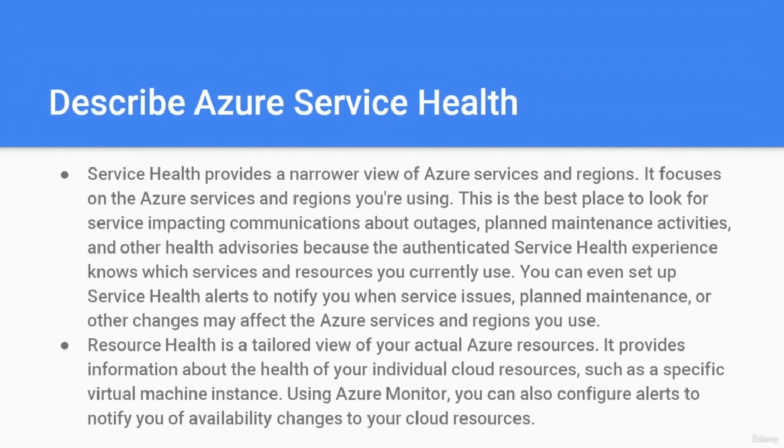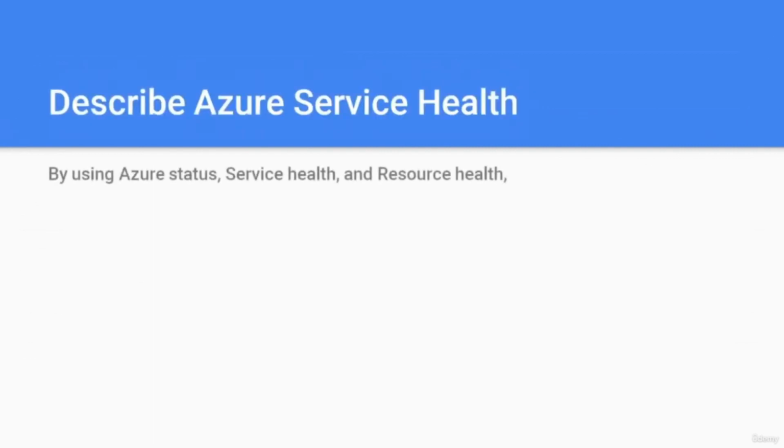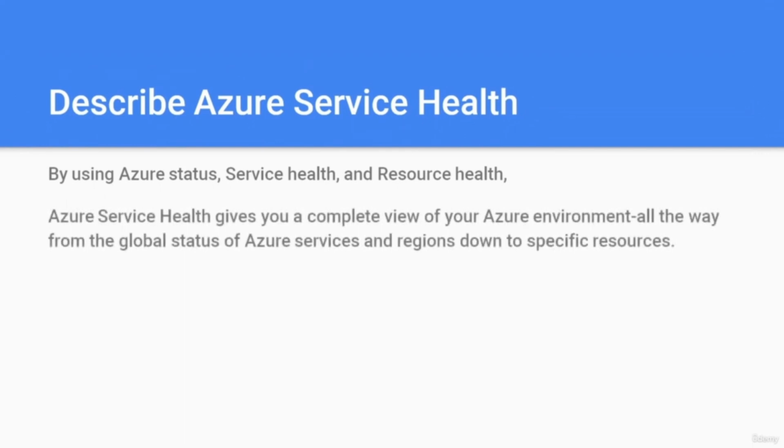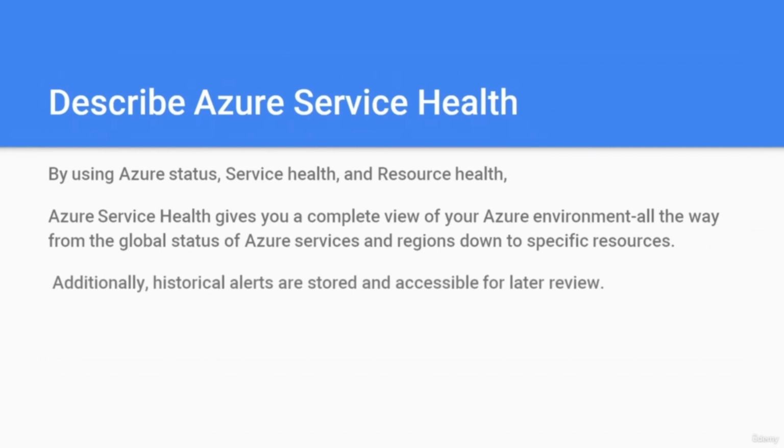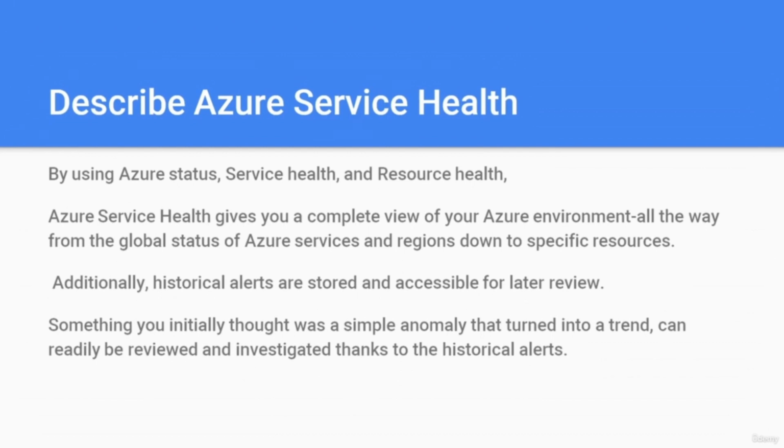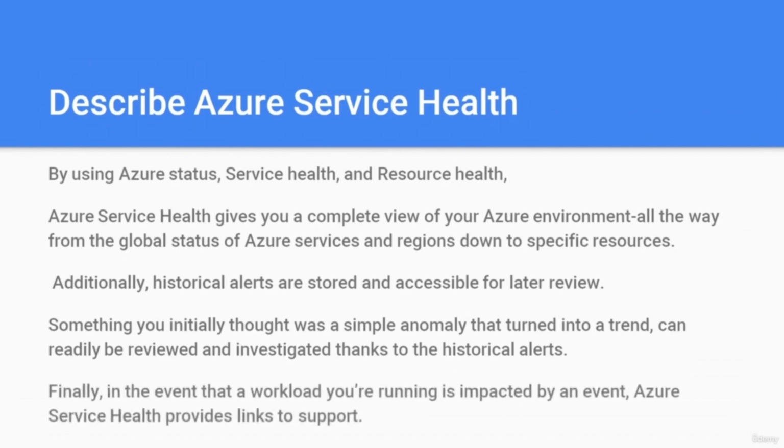And Resource Health is a tailored view of your actual Azure resources. It provides information about the health of your individual cloud resources, such as a specific virtual machine. Using Azure Monitor, you can also configure alerts to notify you of availability changes to your cloud resources. By using Azure Status, Service Health, and Resource Health, Azure Service Health gives you a complete view of your Azure environment, all the way from global status of Azure services and regions down to specific resources. Additionally, historical alerts are stored and accessible for later review. Something you initially thought was a simple anomaly that turned into a trend can readily be reviewed and investigated thanks to the historical alerts. Finally, in the event that a workload you're running is impacted by an event, Azure Service Health provides links to support.